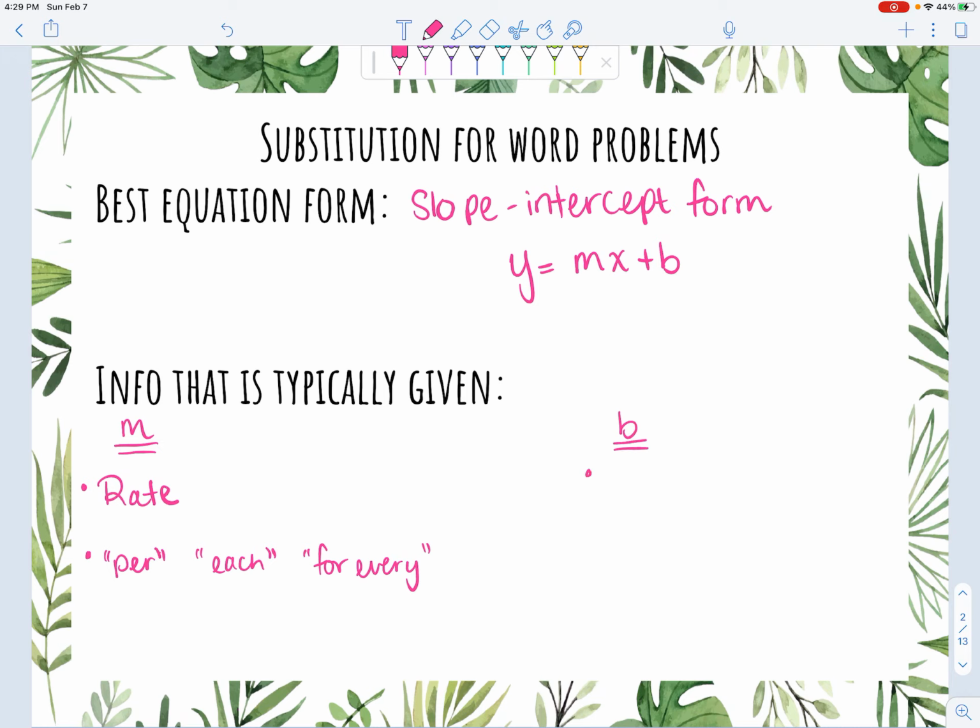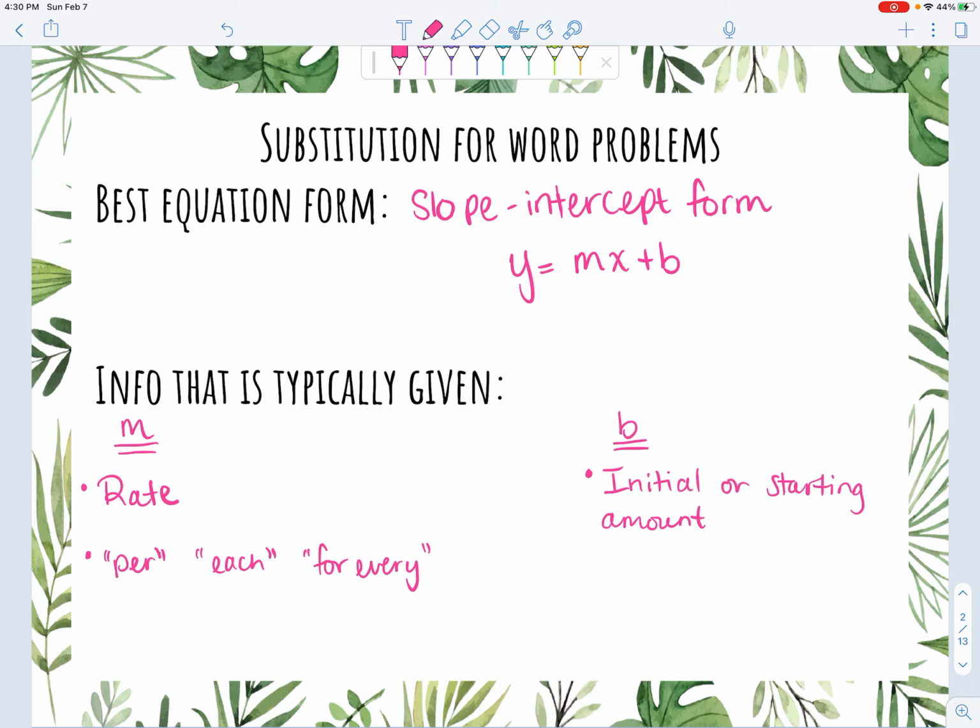For your y-intercept, some things to look out for, this is how you know you're given a y-intercept, is if you're given some sort of initial or starting amount. That's going to represent your b value. So again, if you were thinking about the amount of money deposited in a savings account, let's say you already had $100 in that savings account. You started with $100, that's your b value, and then you're going to deposit $50 each week. That's going to be your slope.